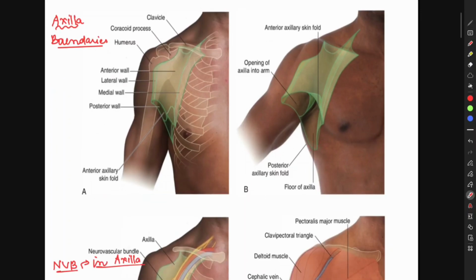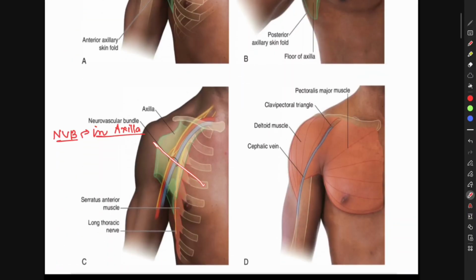If we look at the diagram here, this is our posterior axillary fold and this is our anterior axillary fold. So the base extends from the posterior axillary fold to the anterior axillary fold. If we talk about the contents, or the neurovascular bundle in the axilla, we have the axillary artery, axillary vein, and the nerve which forms the content of the axilla, that is basically the infraclavicular part of the brachial plexus.